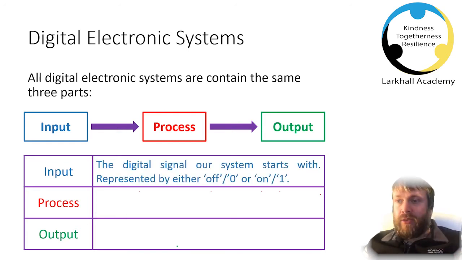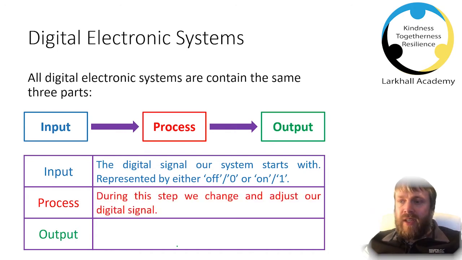The input is a digital signal our system starts with. Generally we would represent this with either a 0 or a 1, or an on or an off, because it's digital. Digital can either be on or off. We can't have anything in between. So digital systems are either on or off, or of course on being a 1 and off being a 0.